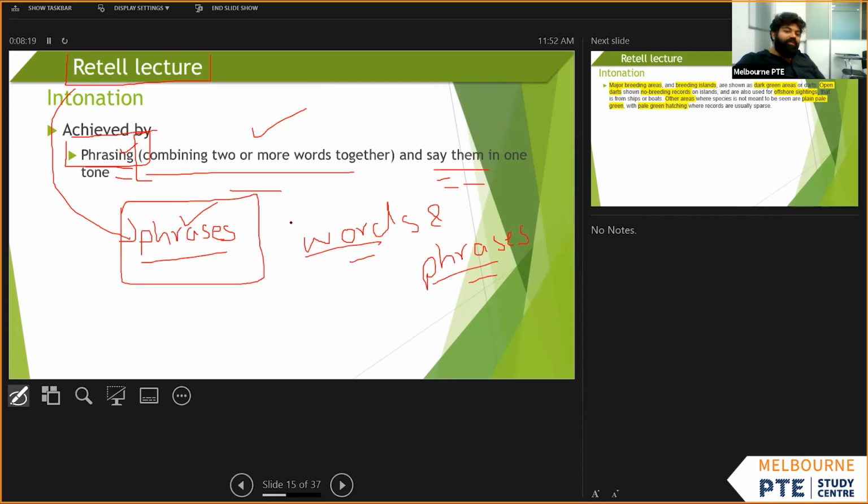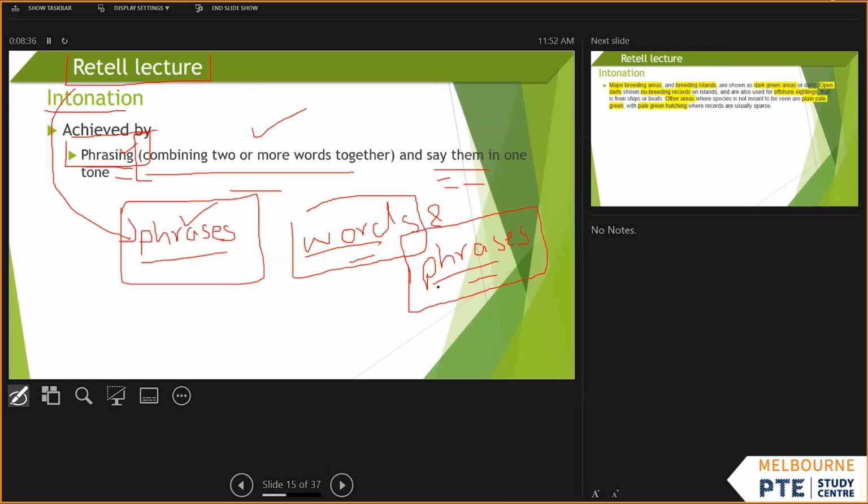Okay, tell me the difference between words and phrases. Like what will count as a word and what will count as a phrase? Anyone? Okay. Yes, good. Read aloud, retell lecture, or any combination of words.